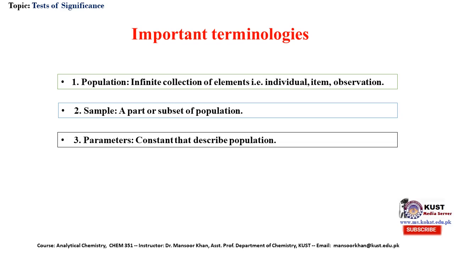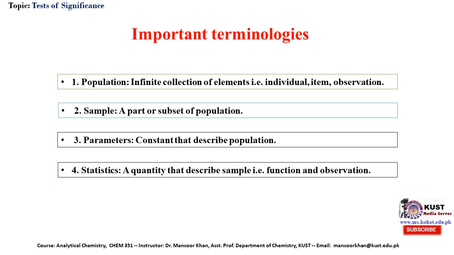The third one is parameters. Parameters are constants that describe population. Parameters are basically related with population. Another important terminology is statistic. A statistic is a quantity that describes a sample. So statistic is basically related with sample. These are some important terminologies that we will use all the time in statistics.